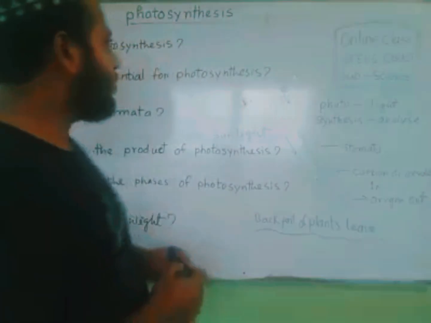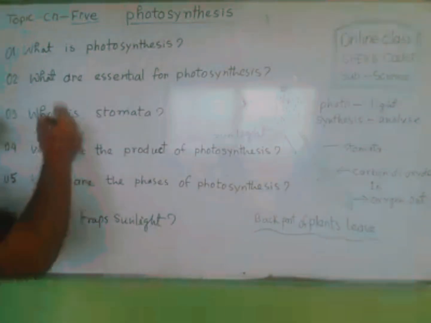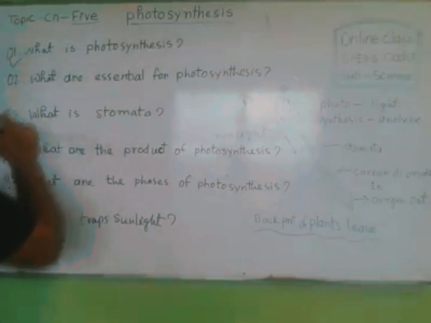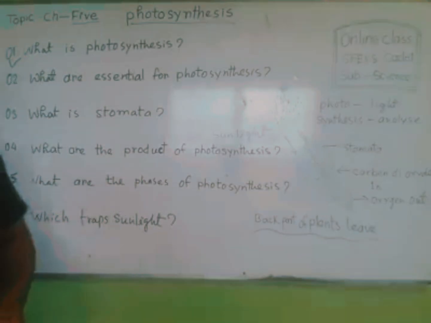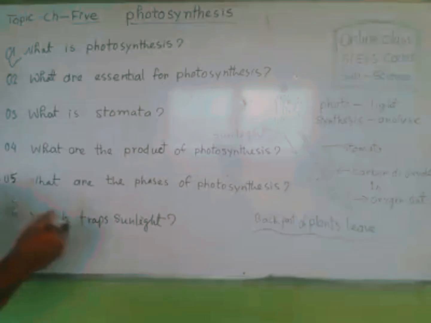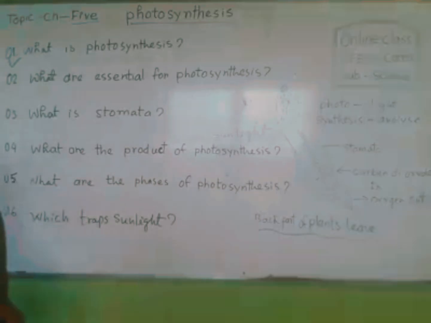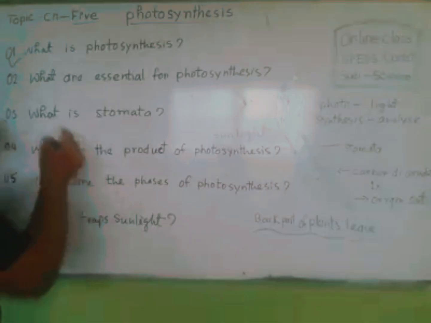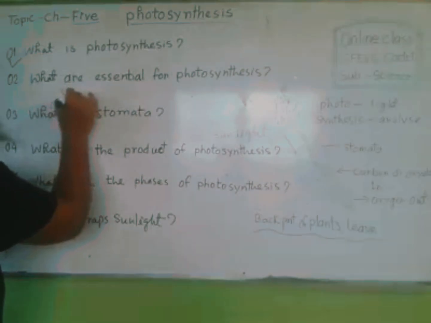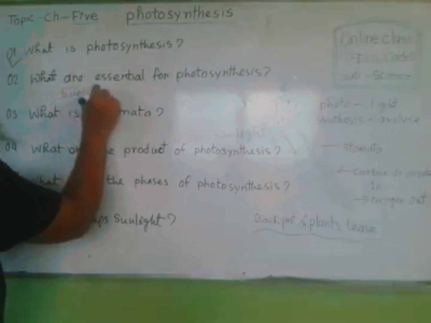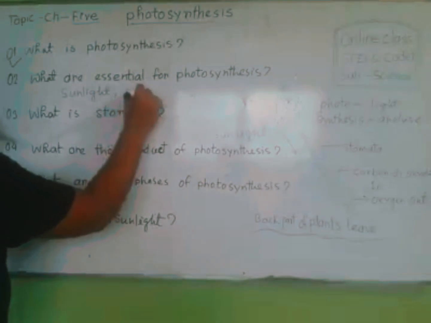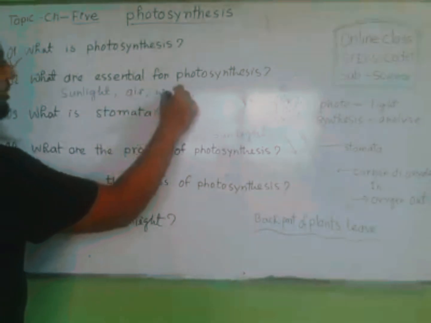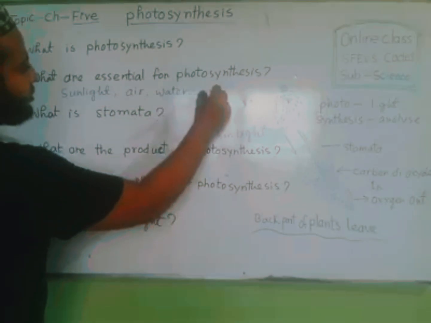So the important question: what is photosynthesis? Photosynthesis is the process of preparing food by trees. What are the essential elements of photosynthesis? For photosynthesis, sunlight, air and water are important.